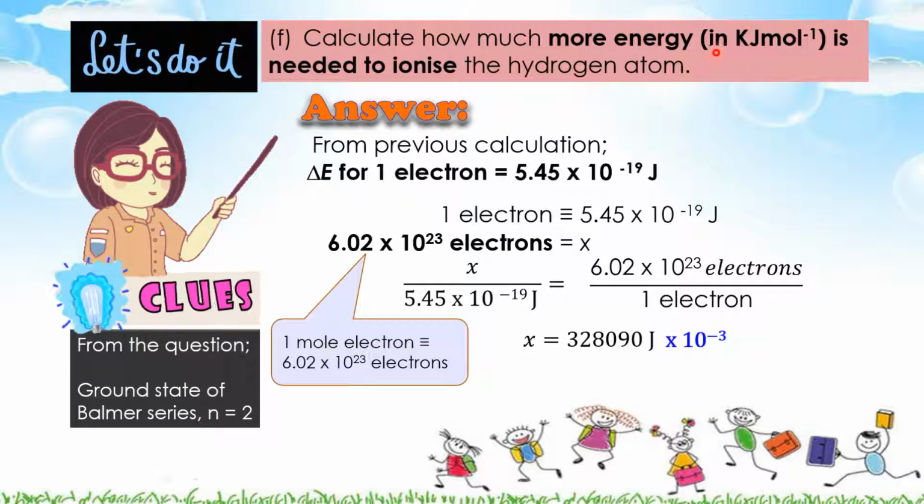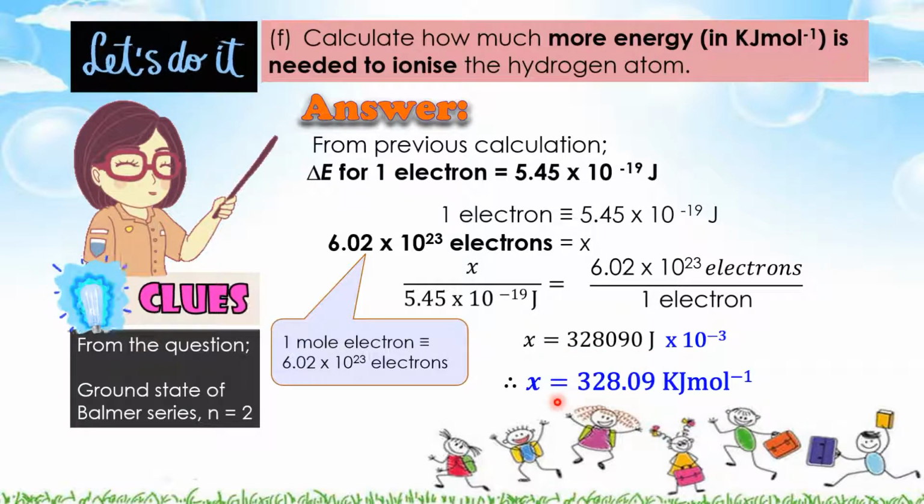Now we want to convert into kilojoule, so times 10 power of negative 3, or divide by 1000. And finally, the energy needed is 328.09 kilojoule per mole.